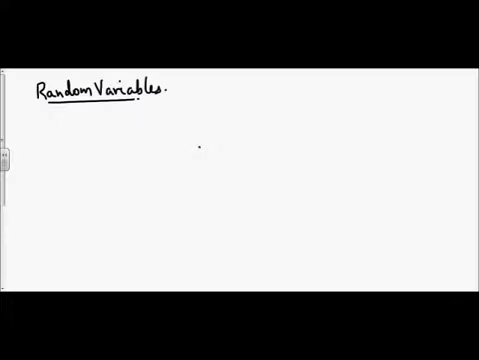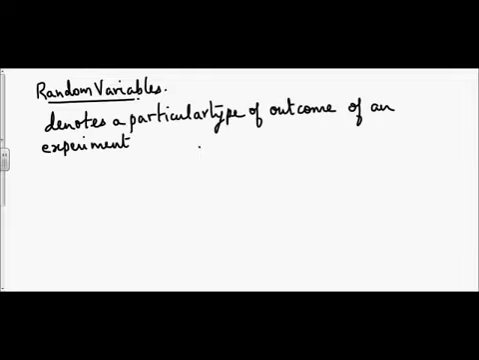This is the second part of probability. We'll start with random variables here. What is a random variable? A random variable denotes a particular type of outcome of an experiment. Numbers are assigned for every random variable. So every random variable is always denoted by X or Y or Z with capital letters.